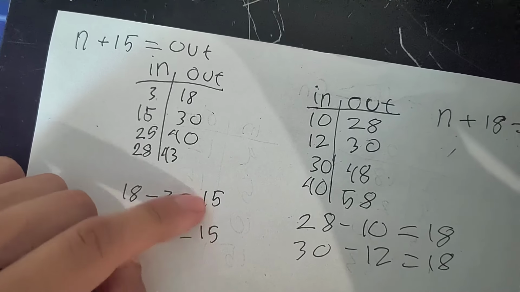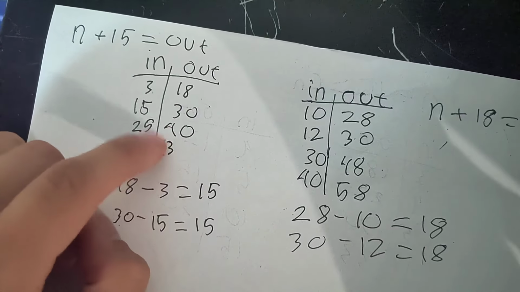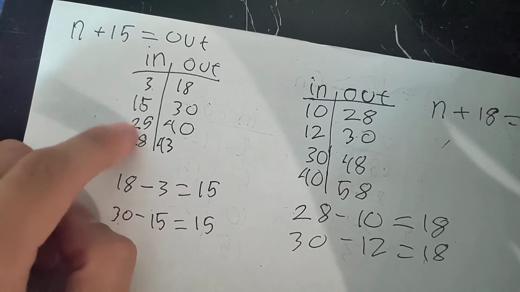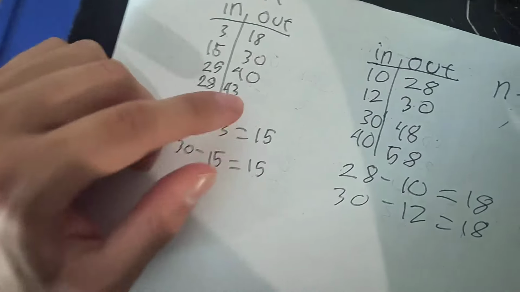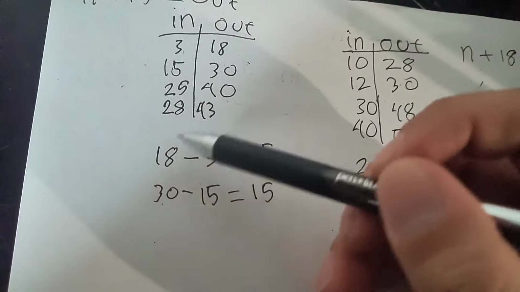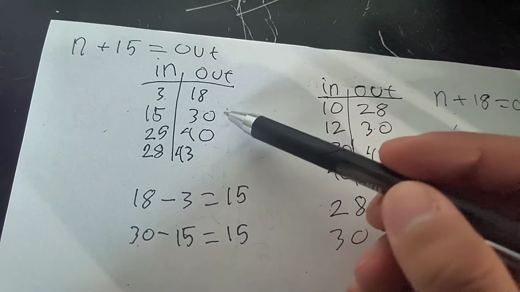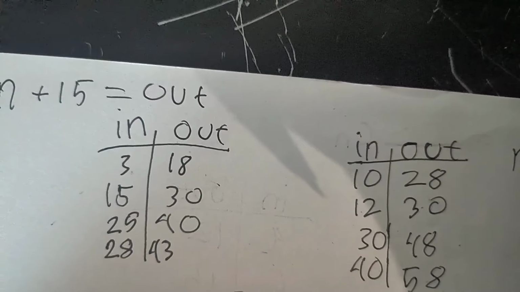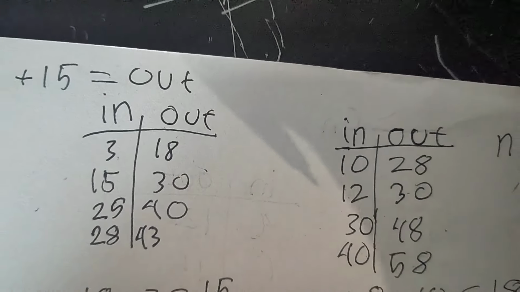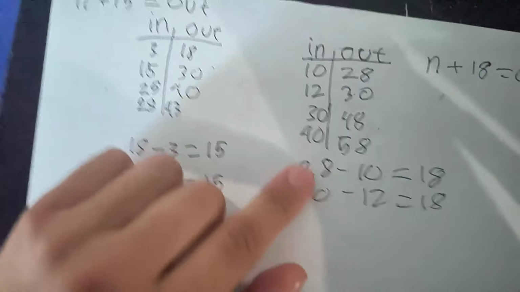If they're not the same, but the outputs are still increasing, like they are here, the outputs are larger than the inputs, but they increase at an inconsistent rate, then it'd probably be a multiplication rule. And we'll get to that in another video, but yes, that's how you do it.